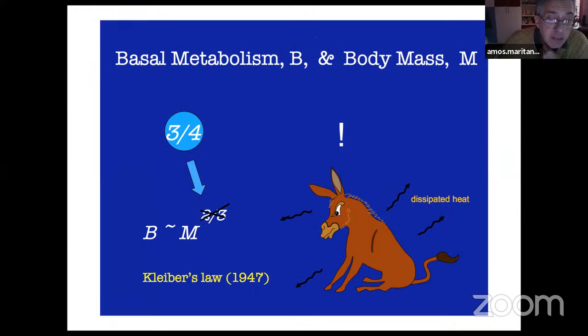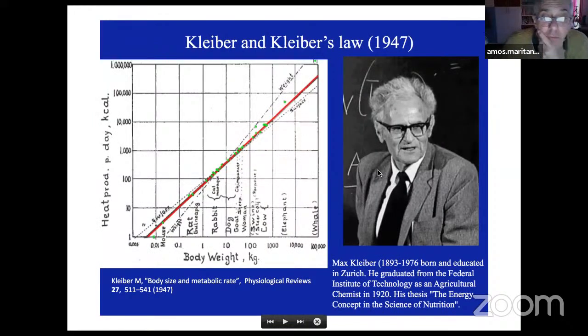However, at the end of the 1940s, Mr. Kleiber found that the 2/3 should be 3/4. And indeed, in his original plot, you see the nice picture of Max Kleiber on the right. He was plotting the heat production per day in kilocalories, again in a log plot, as I was teaching you before, versus the log of the mass. So if he's right, he should find that the log of the metabolic rate versus the log of the body mass should be a straight line of slope 3/4, which is the red line.